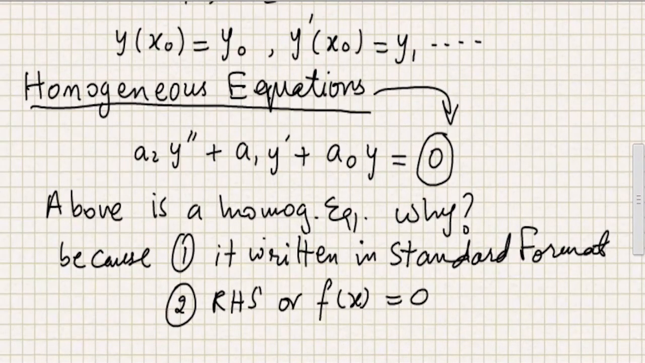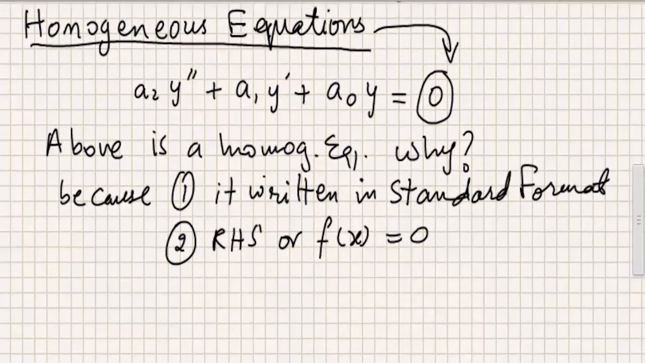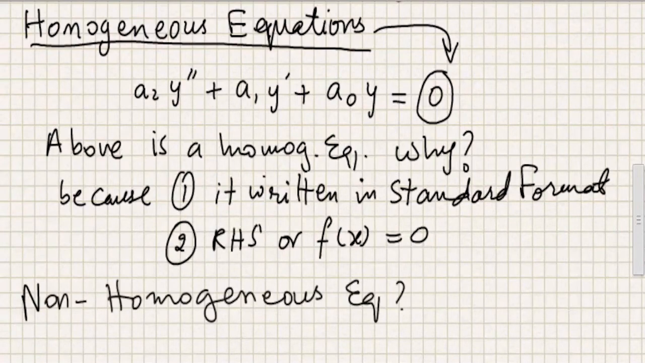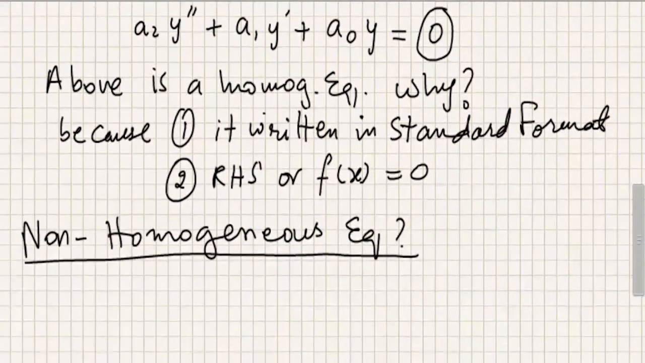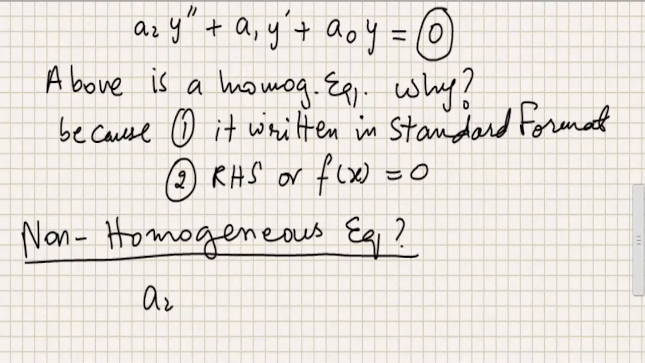So if you see an equation which is following these two conditions, then you will say that this equation is a homogeneous equation. So obviously, what would be a non-homogeneous equation? A non-homogeneous equation would be an equation where the right hand side is non-zero. That is, f of x is non-zero.